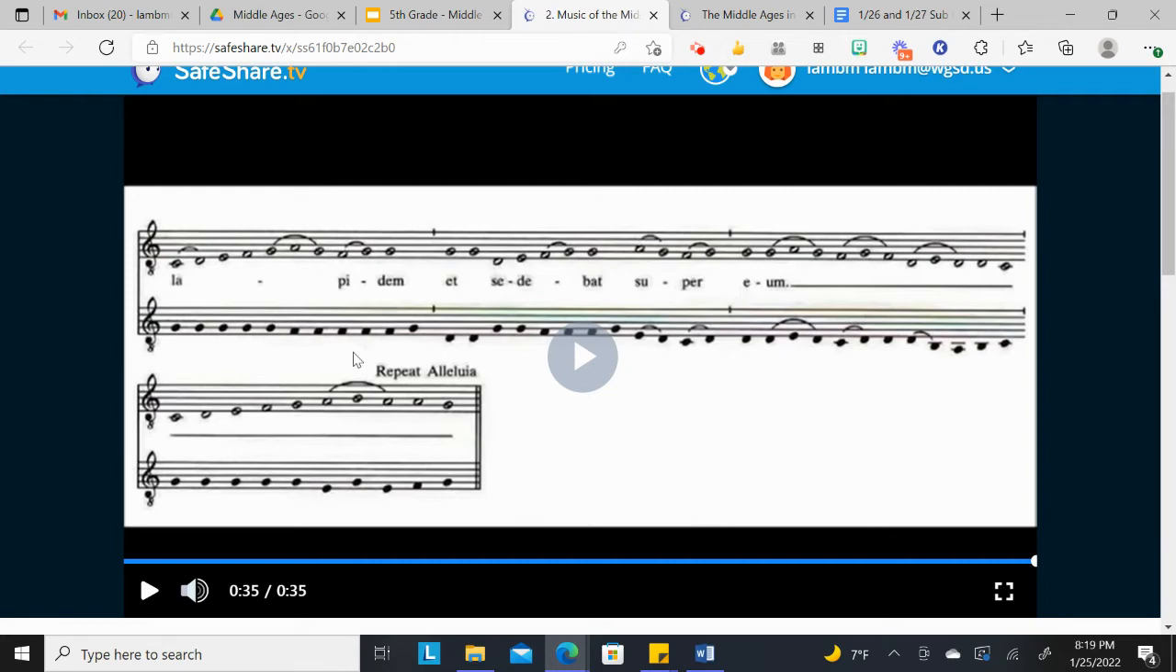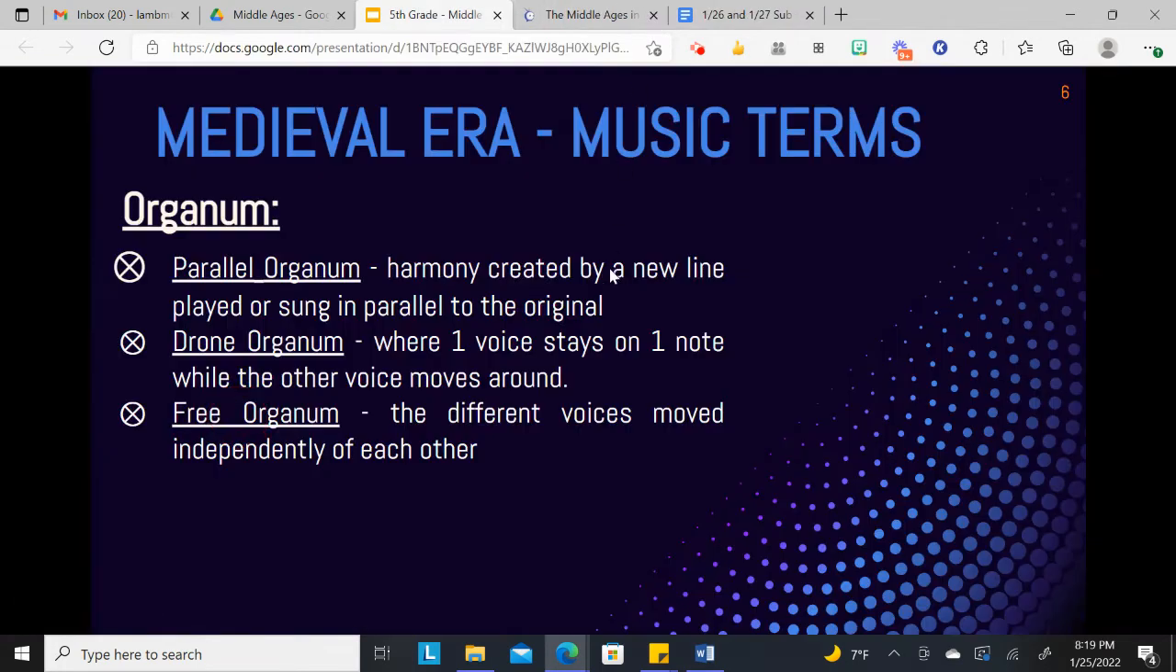So as you can see and as you could hopefully hear, there were two voices here and they were both moving around, but they weren't moving around in parallel motion like parallel organum. They were moving independently of each other. One voice might go up, one voice might go down, one voice might stay the same, and that's what we call free organum.